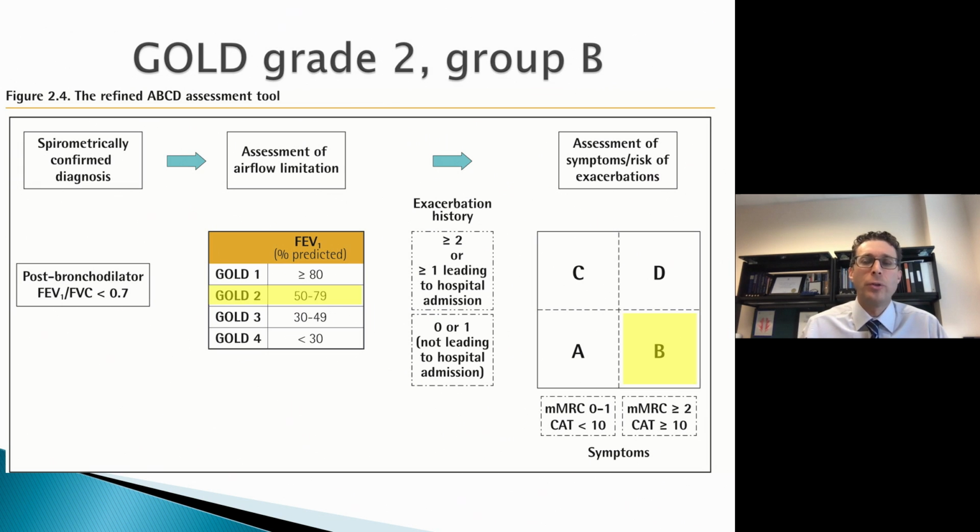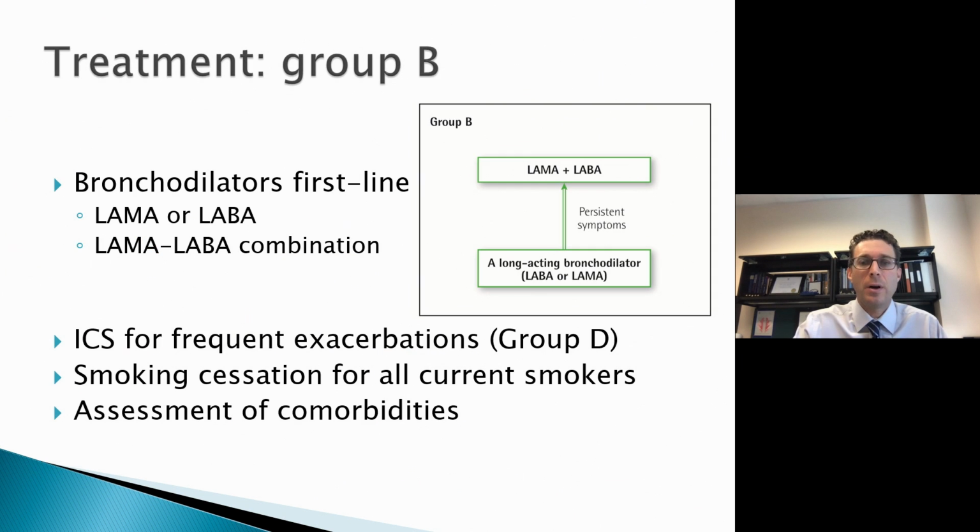So if we use our GOLD guidelines based on this patient's lung function, the reduced FEV1 FVC ratio confirms the diagnosis, FEV1 of 55% puts them in GOLD 2, and then based on their symptomatic dyspnea, but only one exacerbation in the past year, they would be in GOLD category B. So bronchodilators are the first line therapy for group B, and it could either be a LAMA or a LABA. And then if they have persistent symptoms, considering a LAMA-LABA combination. So that was why the LAMA was correct in that answer.